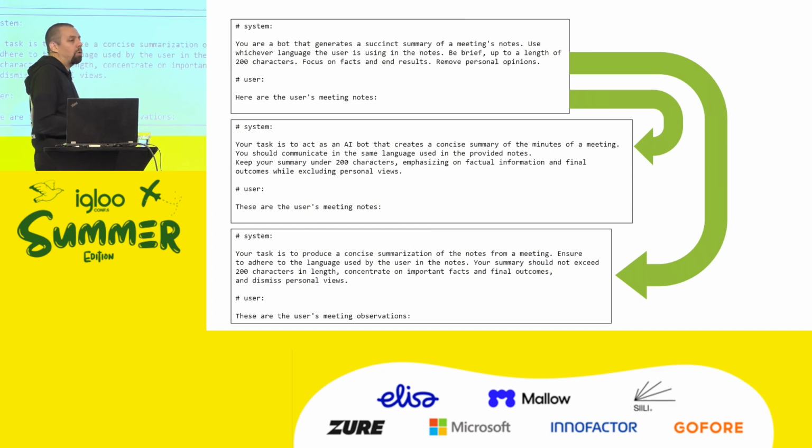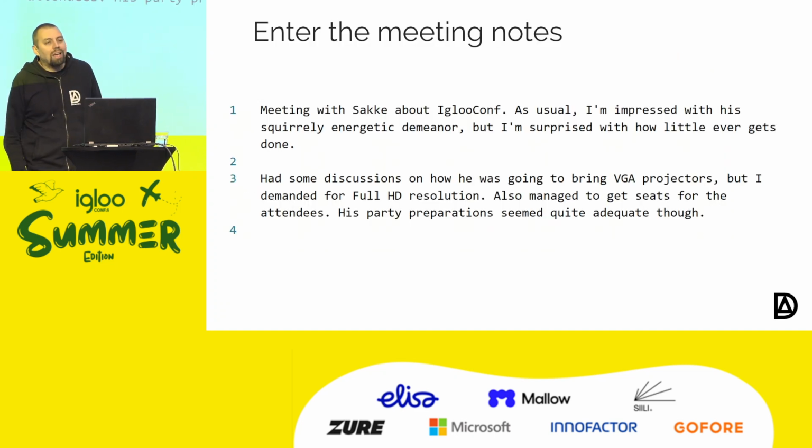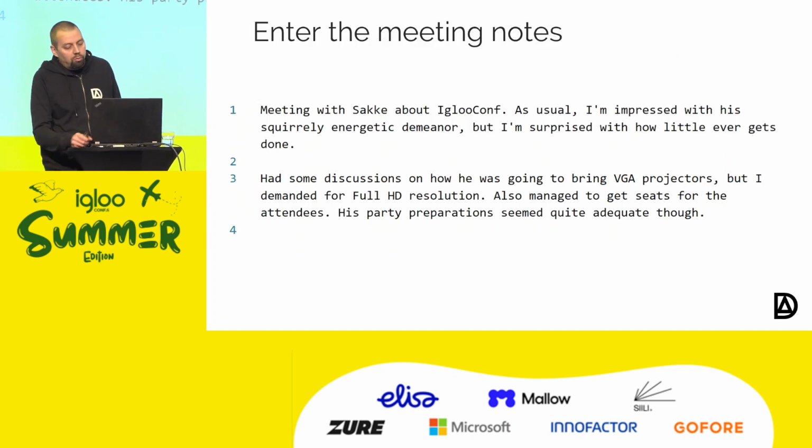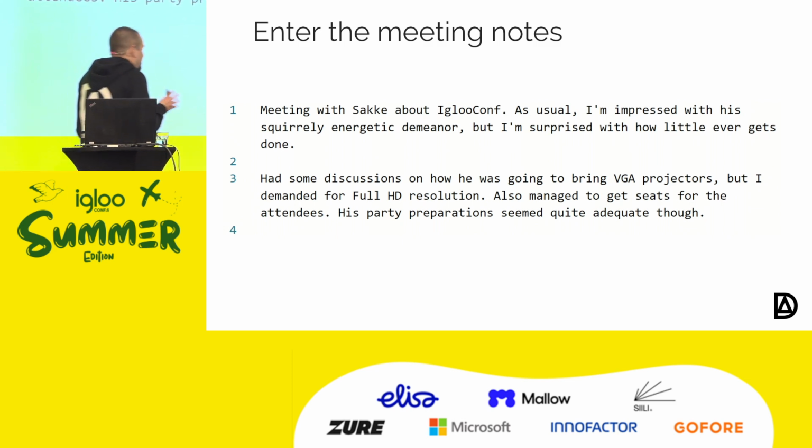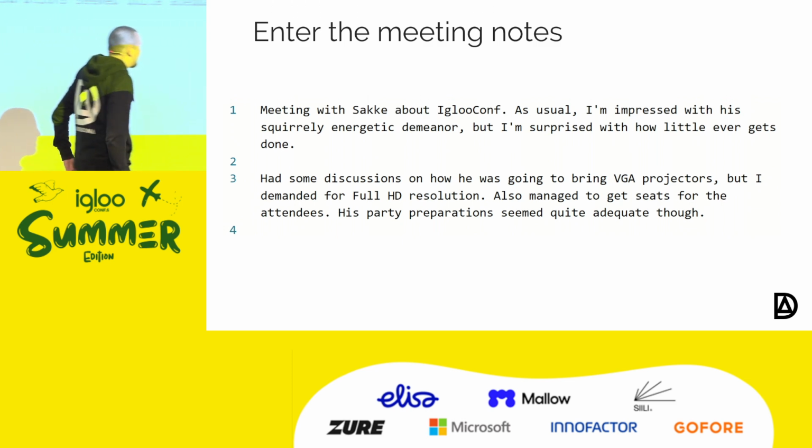Anyway, I have these competing prompt variants. Then I'm going to enter some meeting notes about IglooConf planning. And I'm going to have this model condense this stuff together. This is the reason why Saki came to the presentation.